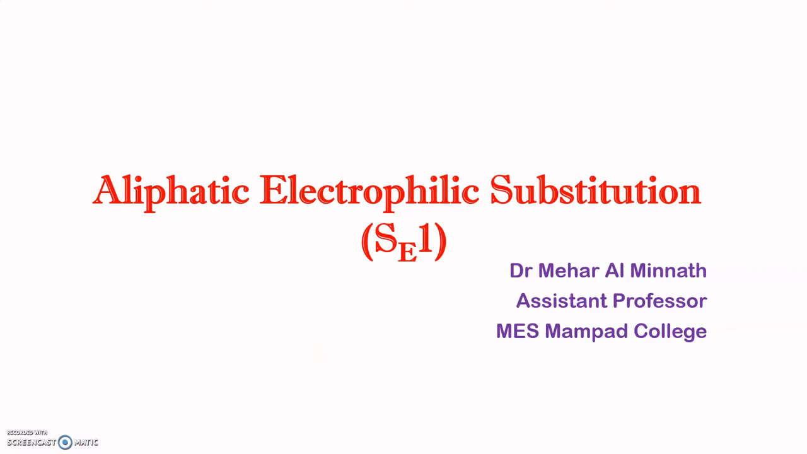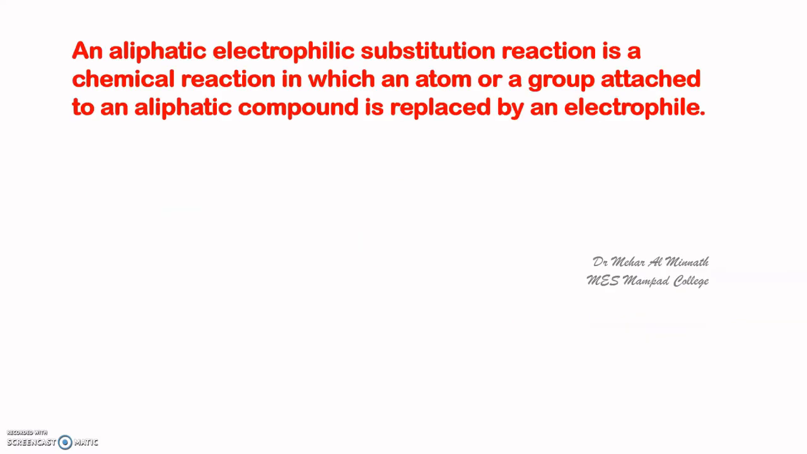Similar to the aliphatic nucleophilic substitution reactions, the SN type reactions, we have aliphatic electrophilic substitution reactions. And in this video, I'll be discussing one of the mechanisms, the aliphatic electrophilic mechanism, that is the SE1 mechanism. Now, aliphatic electrophilic substitution reactions involve the replacement of an atom or a group attached to the aliphatic compound by an electrophile. In a nucleophilic substitution reaction, it is a nucleophile which is the attacking group. Here it is the electrophile which is the attacking group.